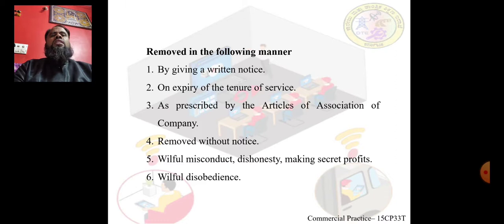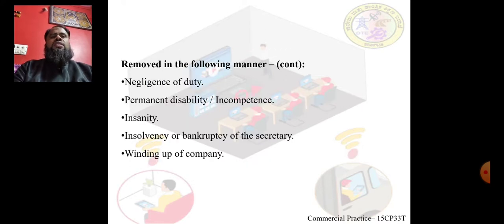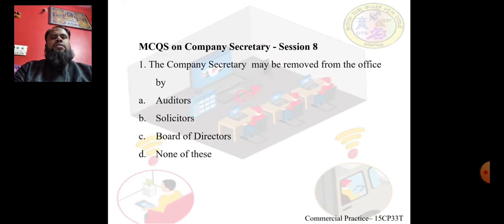Yes, these all are the certain circumstances where the company secretary can be removed. Yes, after this comes the next concept, the multiple choice questions. Now the following are the multiple choice questions for this session.